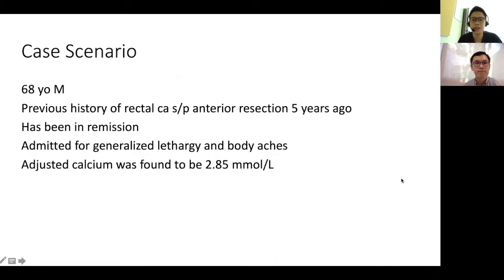So maybe we could just start with a very short case vignette of a 68-year-old gentleman with a previous history of rectal CA status post-surgery 5 years ago, and has been in remission previously. So he's currently admitted for generalized lethargy and some body aches, and was noted to have an adjusted calcium of 2.85. So we'll just loosely frame today's discussion around this case.